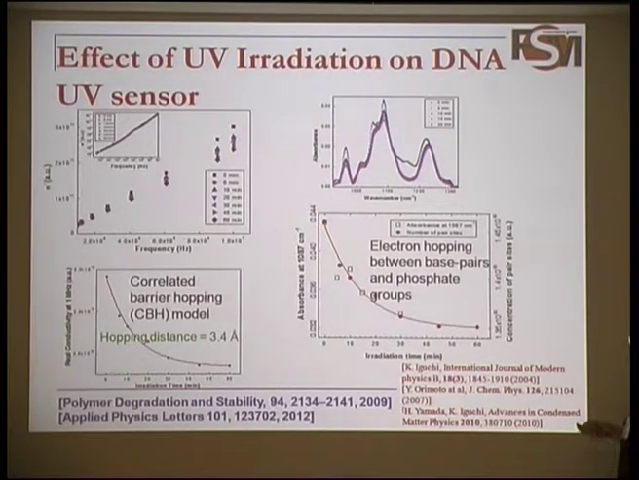So we conclude with this work that DNA can be used as a UV sensor, but we also associate the conductivity of the DNA with electron hopping in the chain.